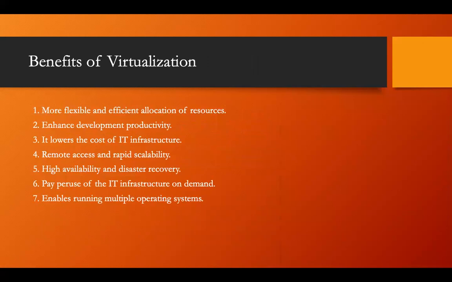Let's talk about the different benefits of virtualization. The first benefit is more flexible and efficient allotment of resources. So we have a resource. Let's say we have 64 GB of RAM, 2 TB of hard drive, and 16 cores of CPU. We have that particular hardware with us.